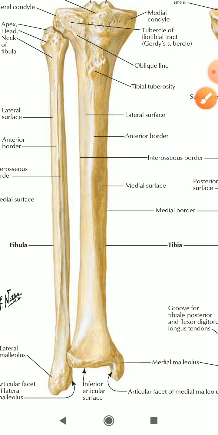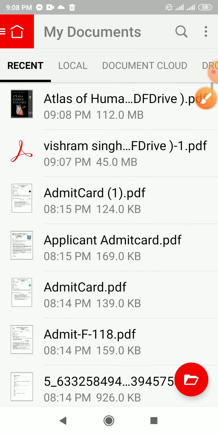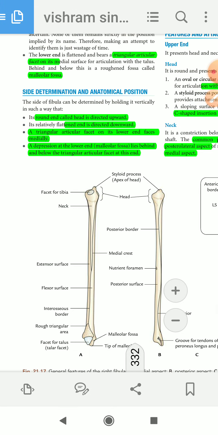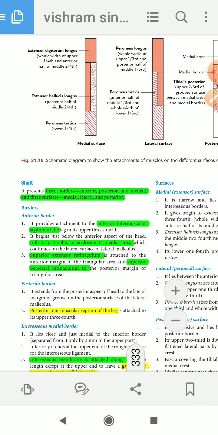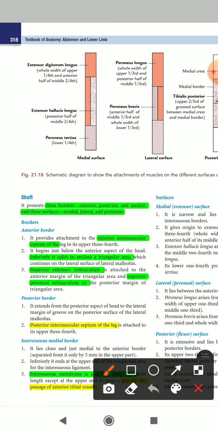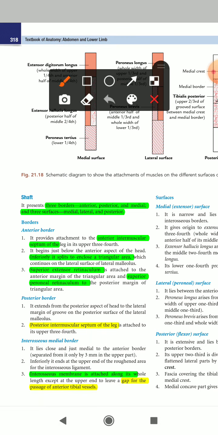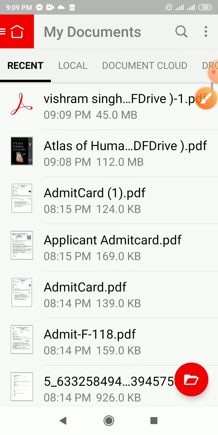Now move to the medial border or interosseous border. On the interosseous border or medial border, there is attachment of the interosseous membrane, and in the upper end it contains a gap for the passage of the anterior tibial vessels. And the posterior border gives attachment to the posterior intermuscular septum of the leg. So let's see this.